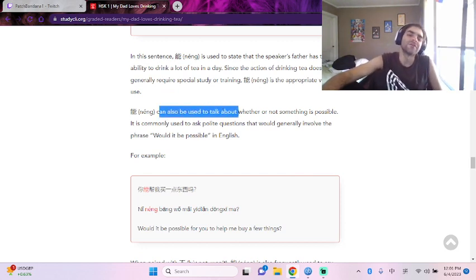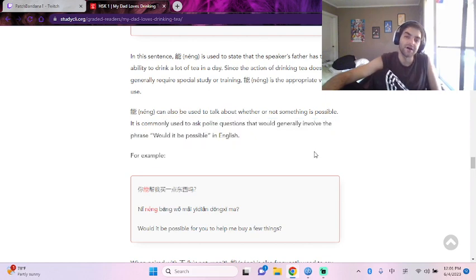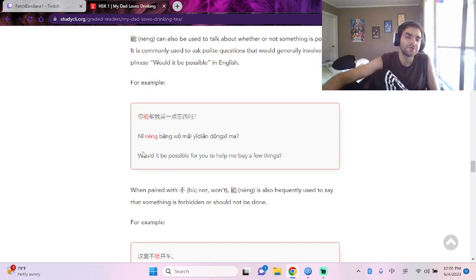能 can also be used to talk about whether or not something is possible. It is commonly used to ask polite questions that would generally involve the phrase, would it be possible in English? For example, 你能帮我买一件东西吗? Would it be possible for you to help me buy a few things?